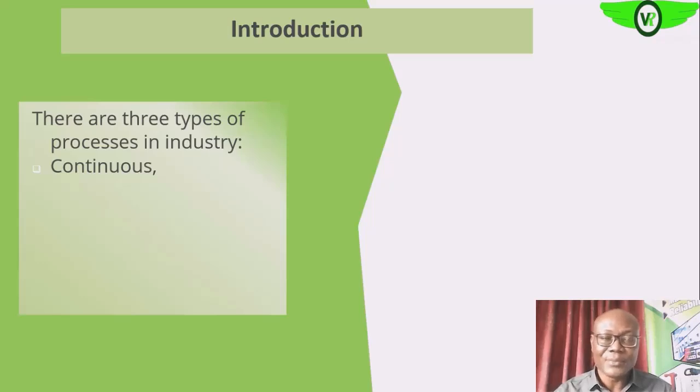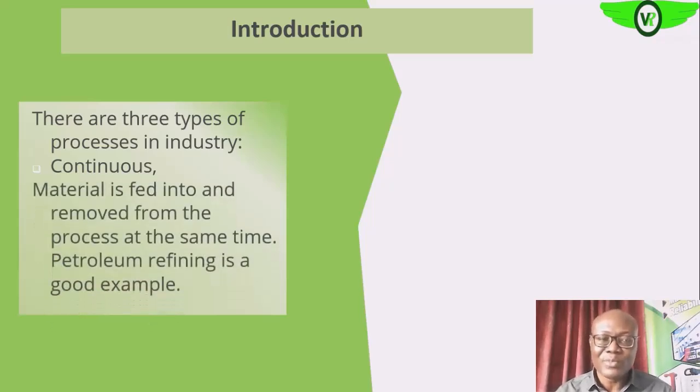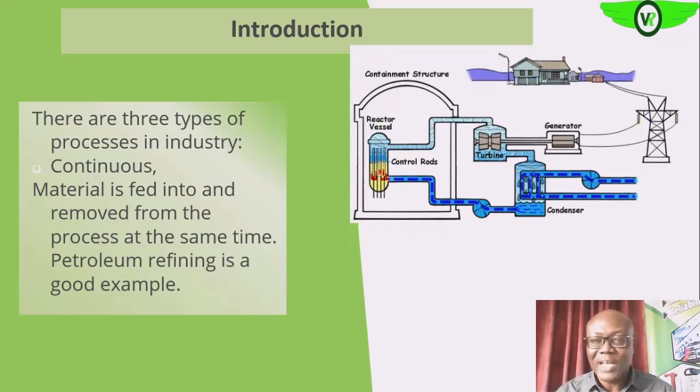This is the process industries where raw materials are continuously fed into the process and products are continuously removed from the process at the same time. A good example is the power industry that we saw earlier, and the refining and petrochemical industry.